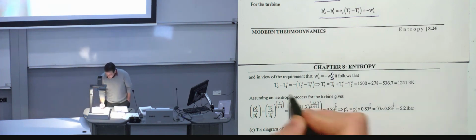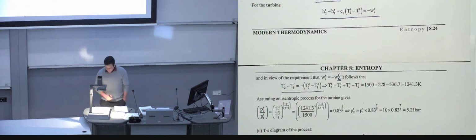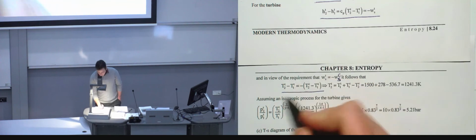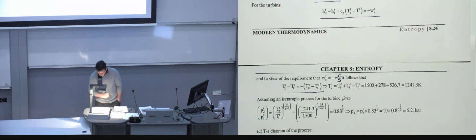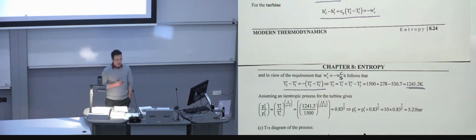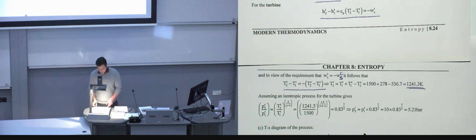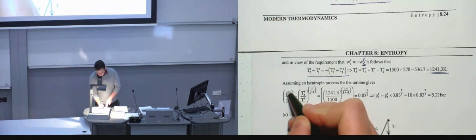What that implies is that as far as the temperature difference is concerned, T2 minus T1 for the turbine is going to be opposite to T2 minus T1 for the compressor. There's going to be a minus sign here. This now allows you to find the temperature at the outlet of the turbine. And the last step is again to use the PT diagram, the TP equation, in order to find what P2 is.